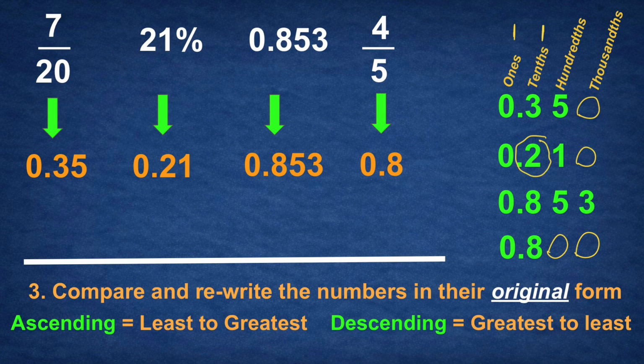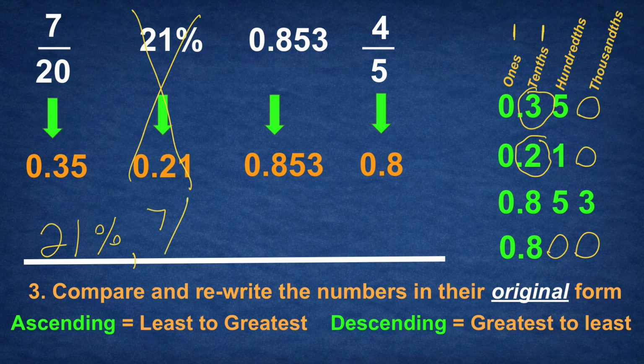So we're going to come over here. That's 0.21. And we're going to rewrite that number in its original form. So that 0.21 was originally 21%. That's going to be our smallest number. So I'm going to go ahead and just cross that out. We're done with that number. We're going to continue comparing in our tenths place. The next smallest number is going to be 3. That's 0.35. So that's going to be our next smallest number, and we're going to write that number over here in its original form. The original form for 0.35 was a fraction, 7/20ths.